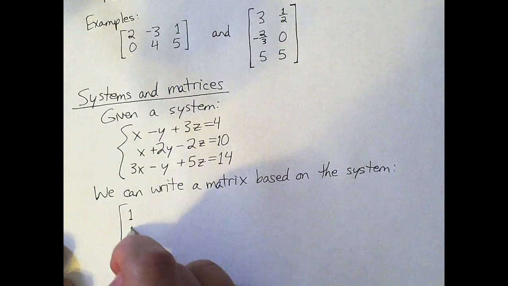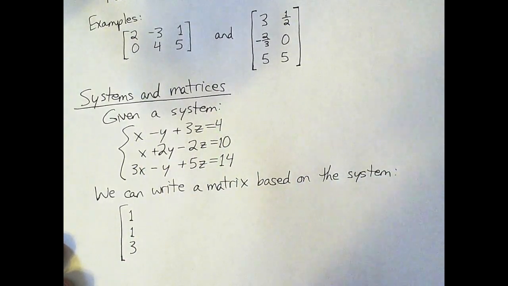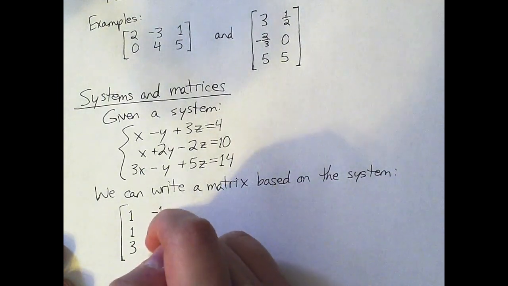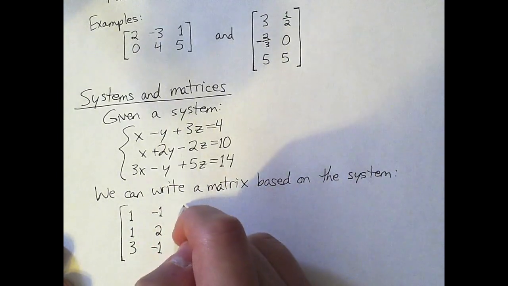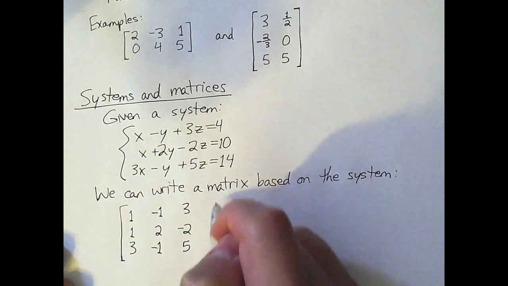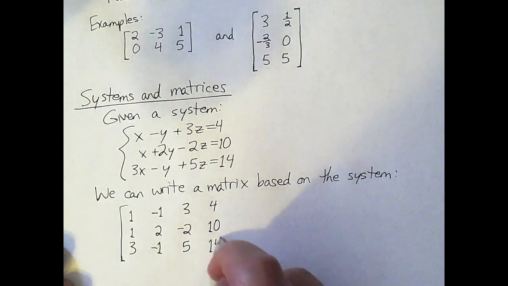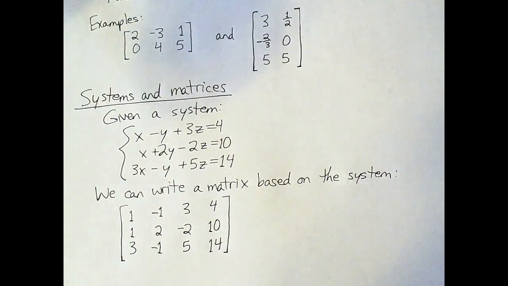I'll go down this column first. We get 1, 1, 3 as the numbers in front of the x's. The numbers in front of the y's are -1, 2, -1. The numbers in front of the z's are 3, -2, 5. And the numbers on the right-hand side are 4, 10, 14. And we don't write anything else. We don't put the equal signs. We don't put the plus signs.